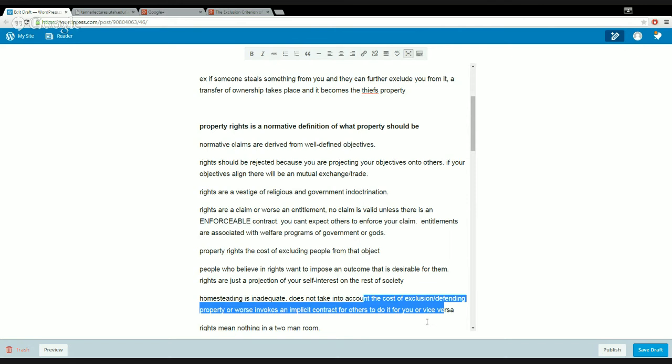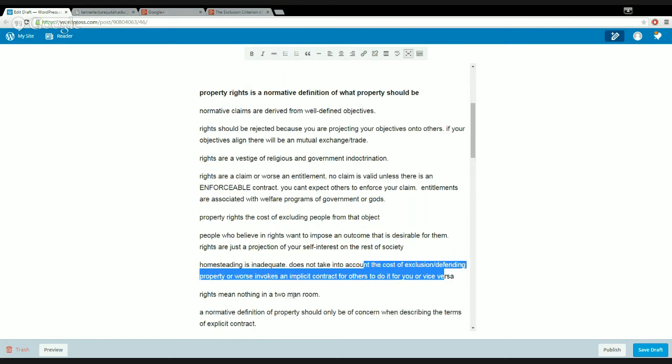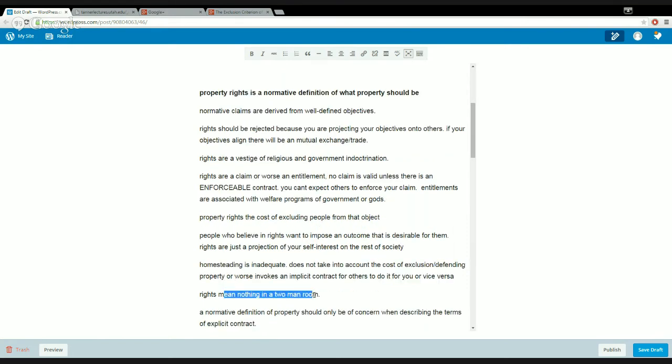As far as prospective homesteading, yeah. Before you homestead an object, you'd better be sure you can defend it after you've homesteaded it. So in that case, it would be pertinent or relevant. Okay, so rights mean nothing in a two-man room. Robinson Crusoe economics, right? On a two-man island, you just do thought experiments.